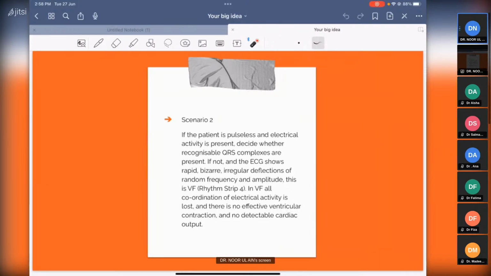Okay, and one clinical pearl for all of you. Remember, a patient with VF will never be conscious. You will never find a patient in VF who is vitally stable or awake. Because if the patient has a pulse, if the patient is awake, the patient is not in VF. You always have to remember this.